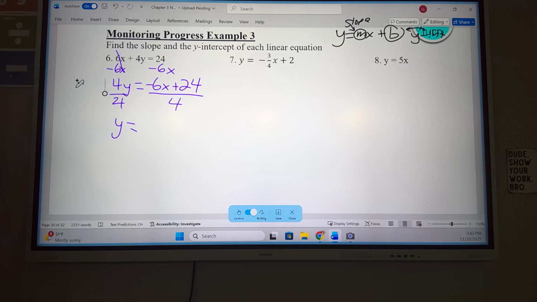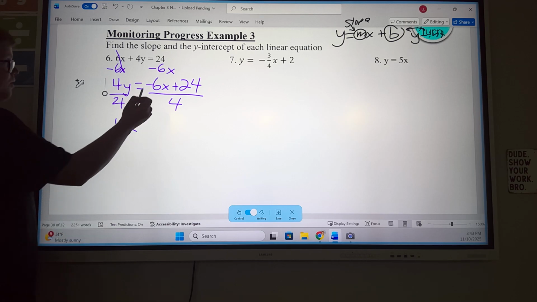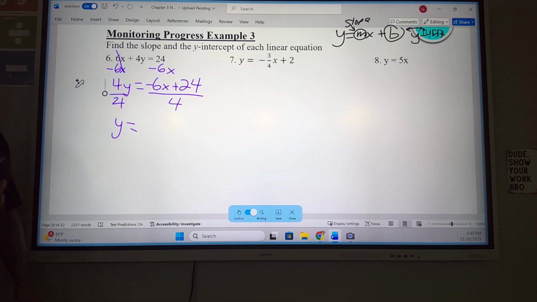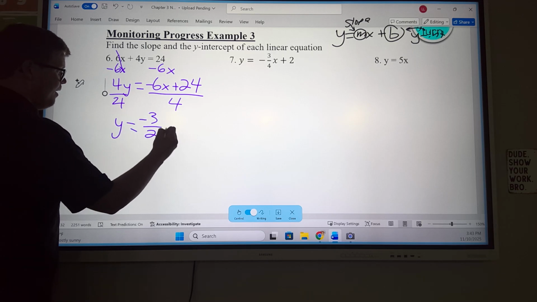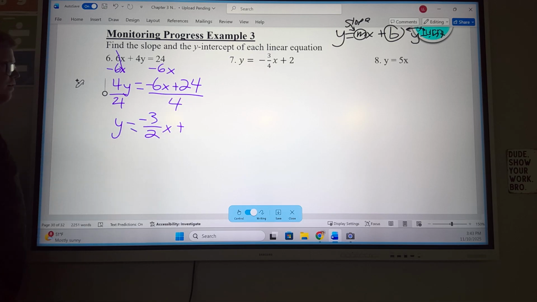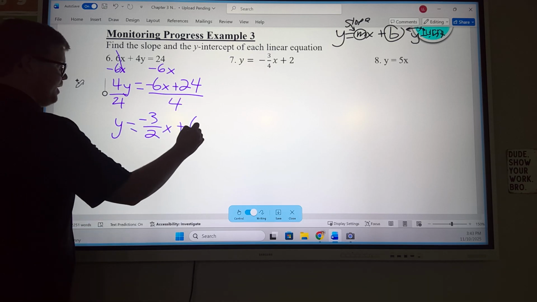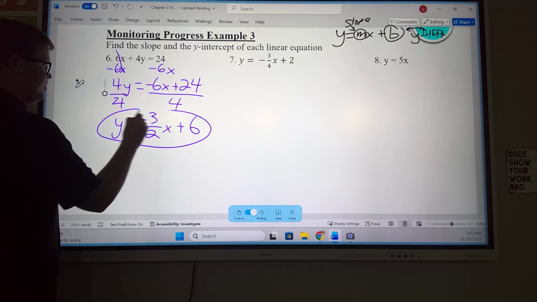In my opinion, I prefer an improper fraction because when we graph slope-intercept form, having a fraction is much, much easier to work with. So we know we have negative 6 over 4. We divide them both by 2. That gives us negative 3 over 2x plus 24 divided by 4 is 6. So that is our new equation.